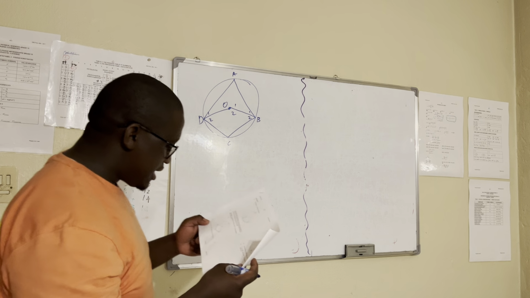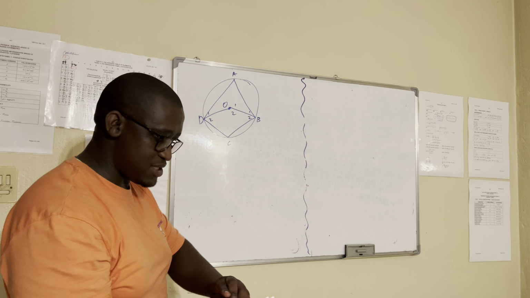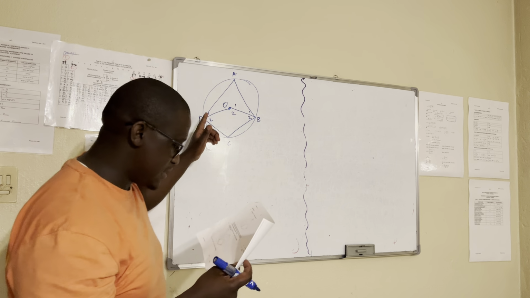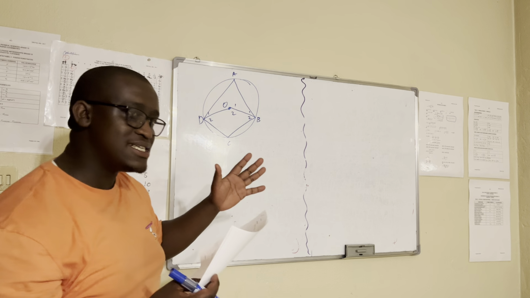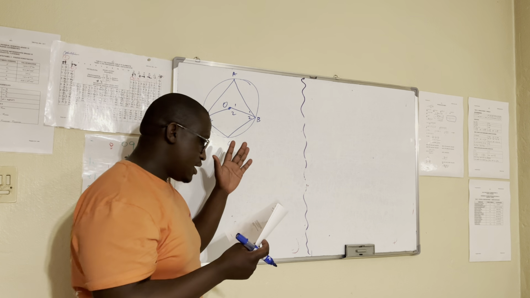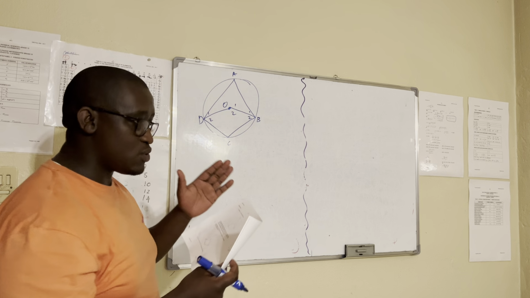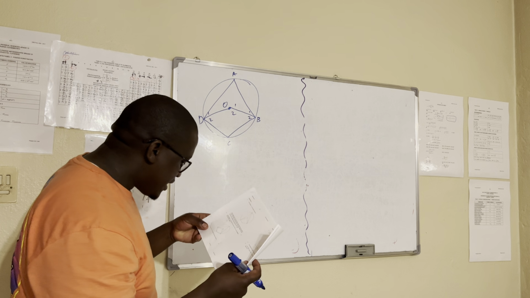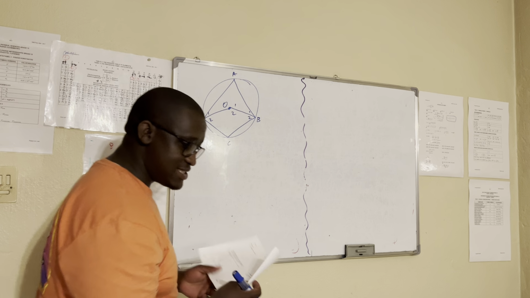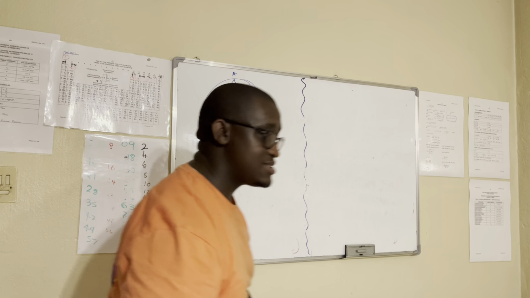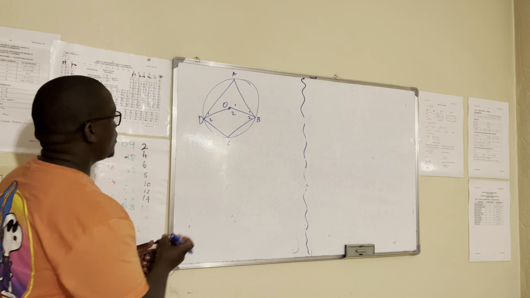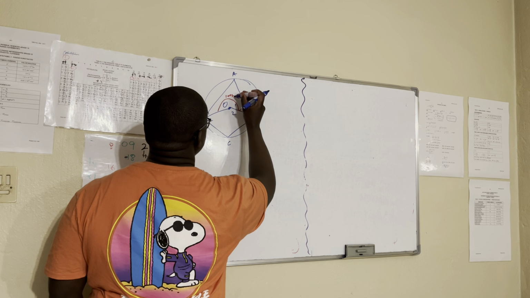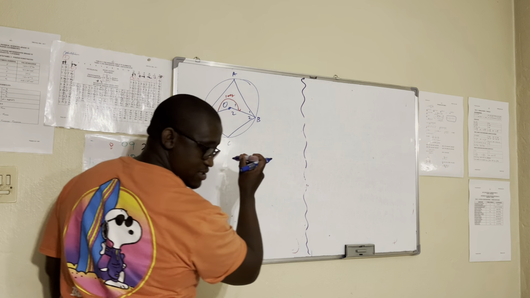So now, guys, let me read the statement. In the diagram, O is the center of the circle, and ABCD is a cyclic quadrilateral. OB and OD are drawn. Angle O1, this angle here, is 100 plus 4x.